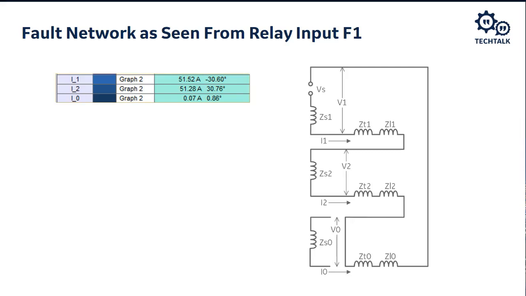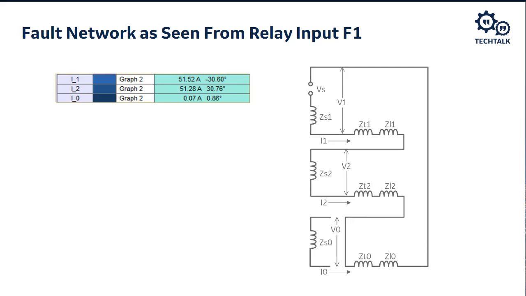So that's why. It's because of where our metering location is for those F1 currents. It is right there where that open is on the zero sequence network on the bottom, right there above the I2 on the negative sequence, and right there above I1 on the positive sequence.